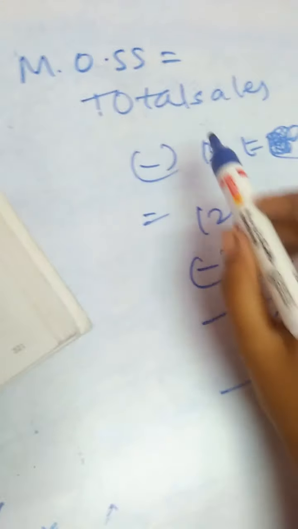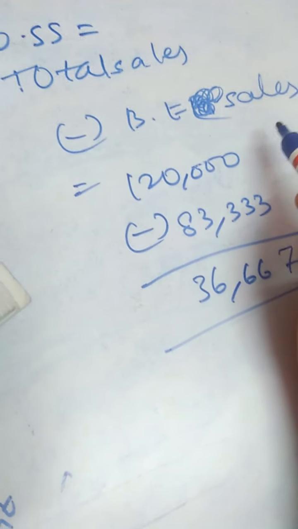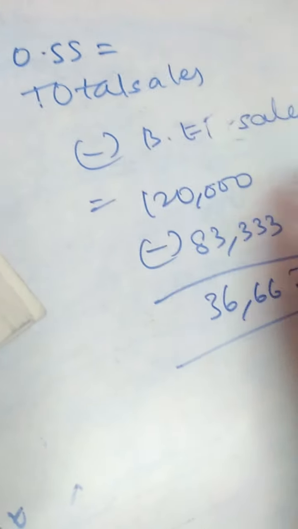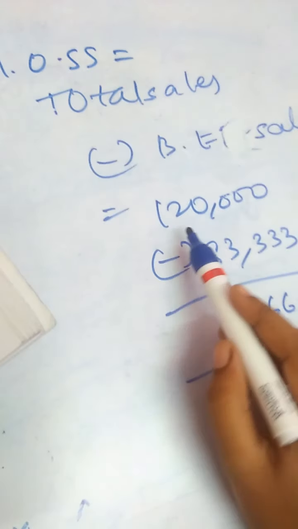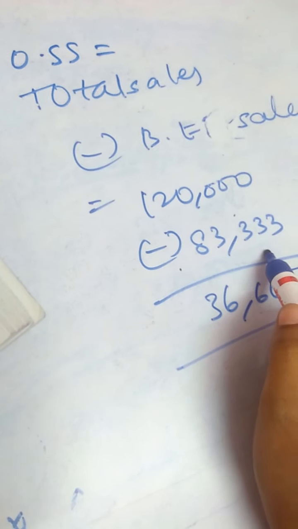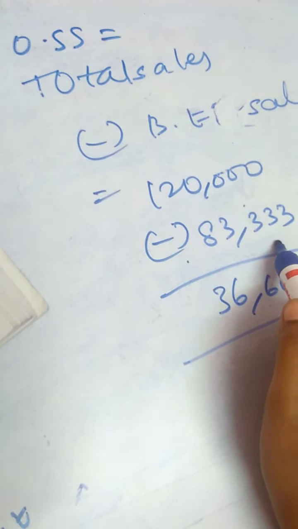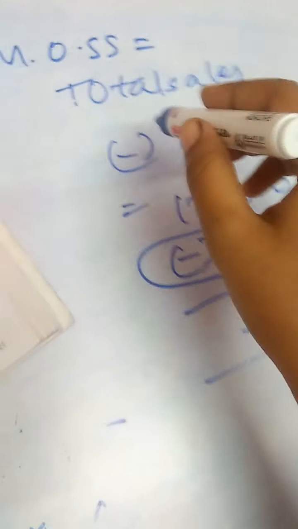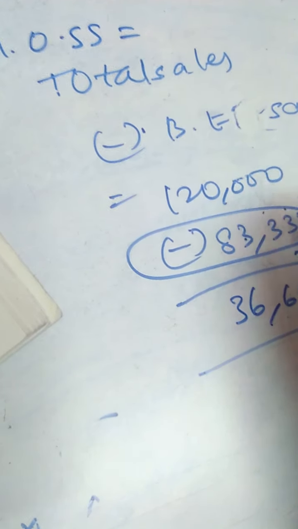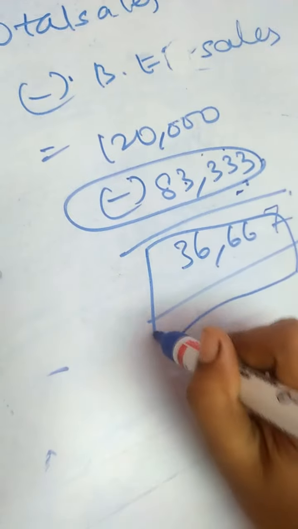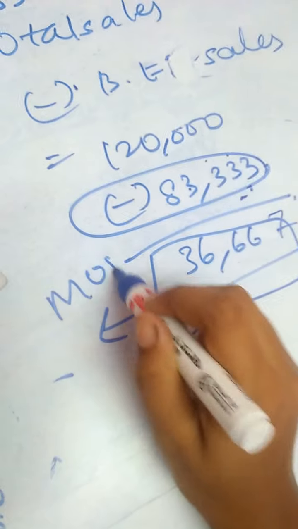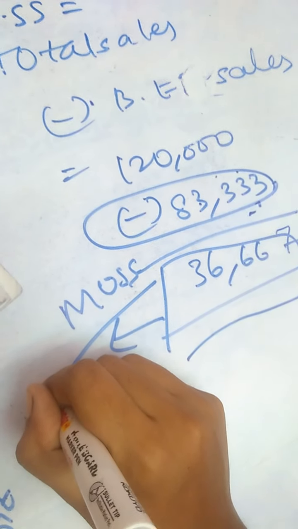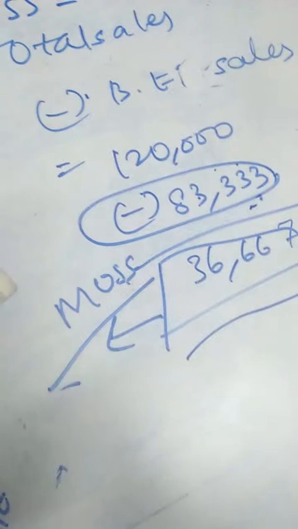So MOS's formula is total sales minus BEP sales. And this is 1,20,000 minus 83,333, because this is what we computed as BEP sales just before this. And now total sales is 1,20,000, which makes this amount, which is now MOS.